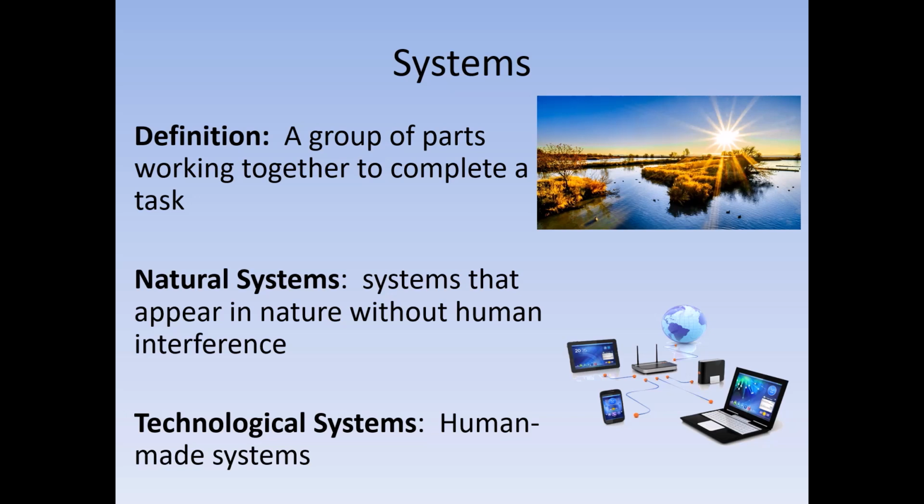So let's look at this. There's two main types of systems: natural systems and technological systems. And natural systems are systems that appear in nature without human interference. And technological systems are human-made systems.